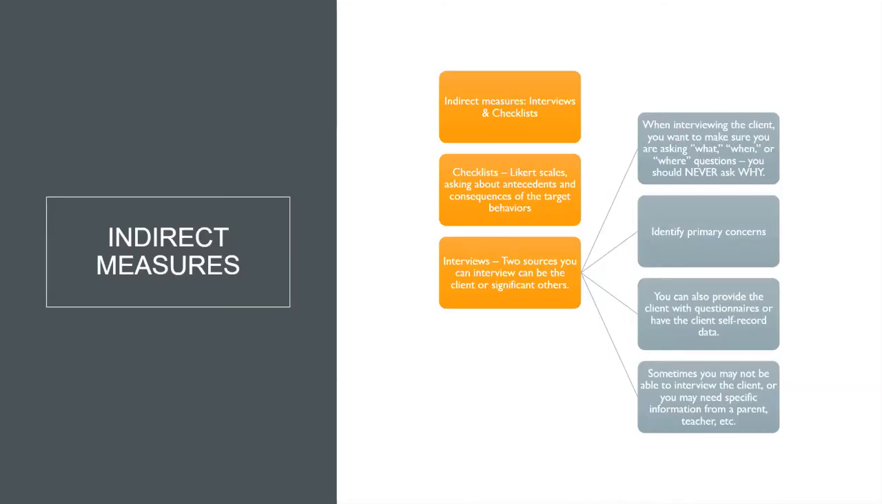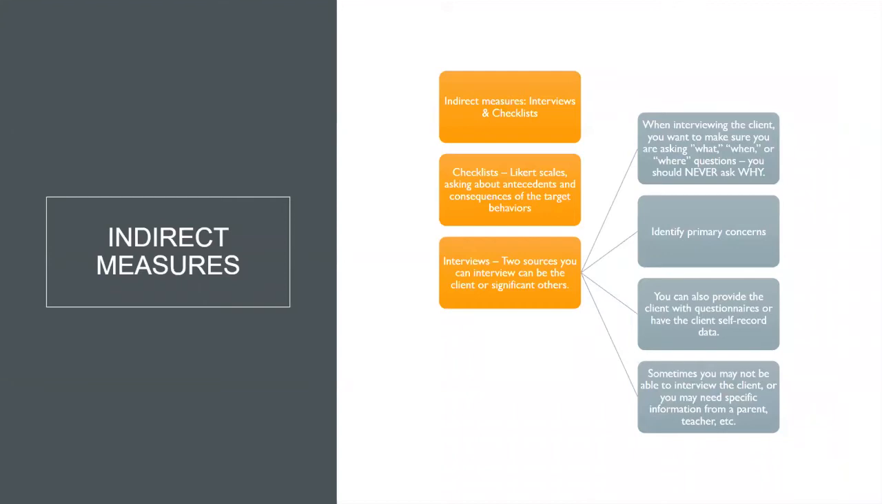Let's talk about indirect measures. Indirect measures include interviews and checklists. Checklists involve Likert scales, which involve asking about antecedents and consequences of the target behaviors. Interviews usually are conducted with clients or significant others, such as family or staff that work directly with the client and know the client well.